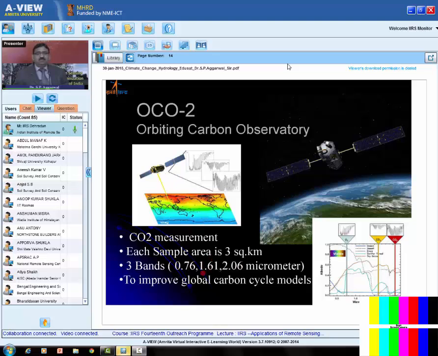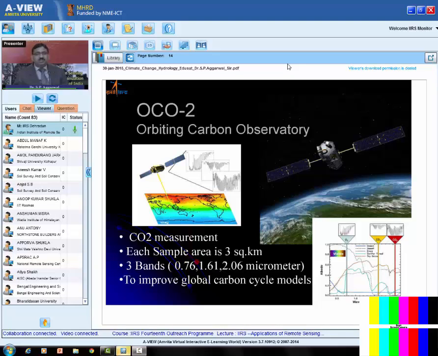What it does actually is, the satellite has 3 bands. Most of the gases in the atmosphere do not absorb at 1.61, they are not sensitive to this band. However, carbon dioxide is very sensitive to this band. So any change in carbon dioxide will change the reflectance, the absorbance, of this band. That's how we can estimate the carbon dioxide.